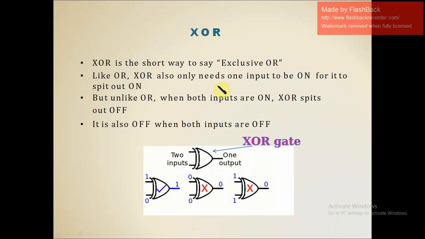Next we move toward the XOR. XOR is the short way of saying exclusive OR. Like OR, XOR also only needs one input to be on for the output to be on. It is also off when both inputs are off.